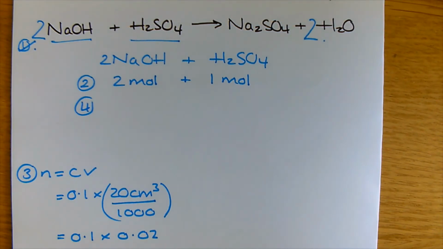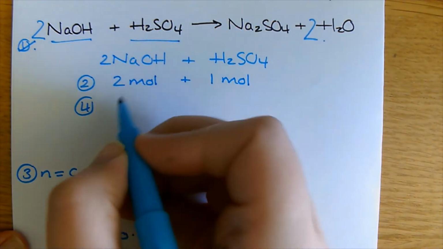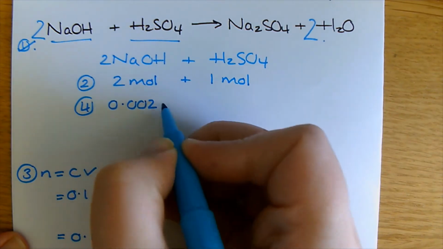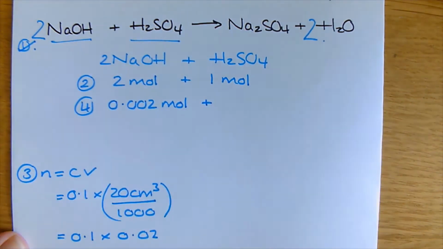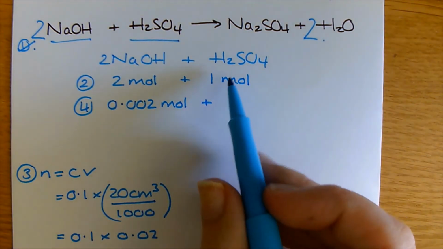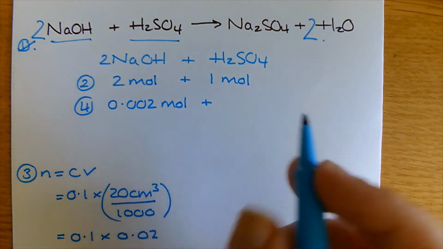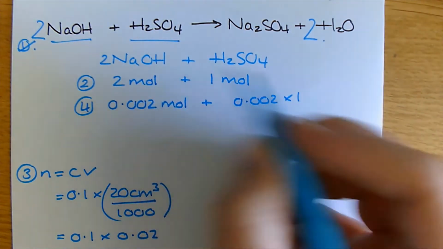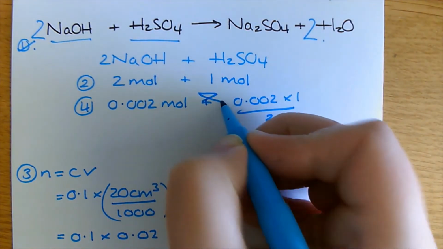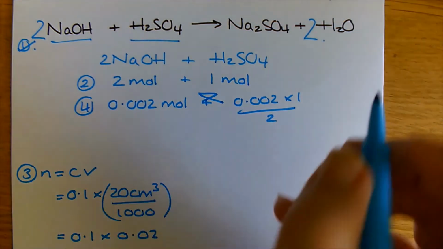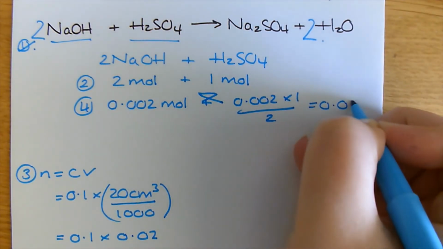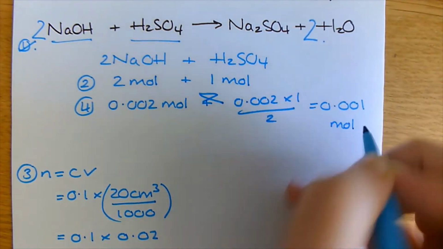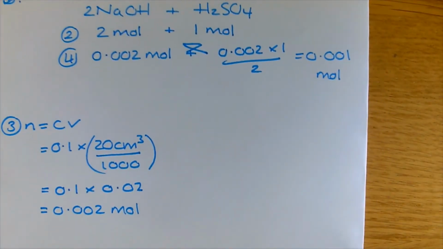We then bring the number of moles of sodium hydroxide that we've calculated up, and we calculate the actual mole ratio. So instead of 2 moles we have 0.002 moles, which means that instead of having 1 mole over here, we're going to have 0.002 times 1 divided by 2. And that gives us 0.001 moles of sulphuric acid.